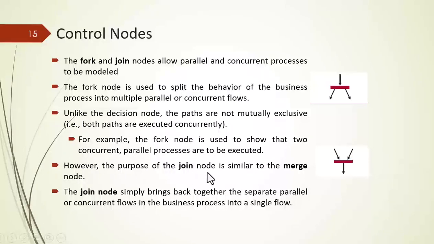However, the process of join is similar to merge, but merge is used in decision, and join is used along with the fork. So the concept is the same. The join node simply brings back together the parallel or concurrent flows in a business process into a single flow.